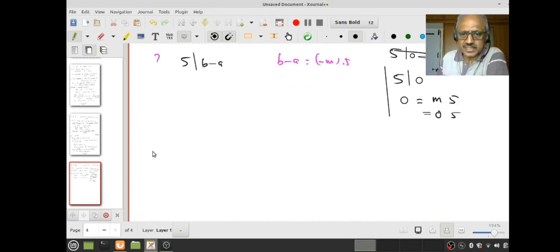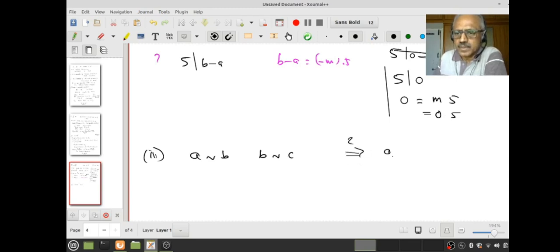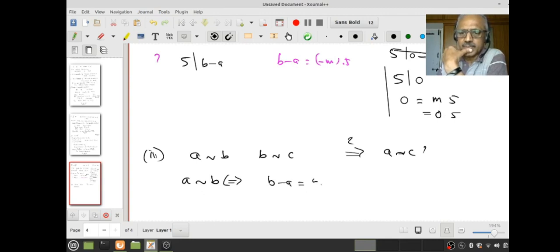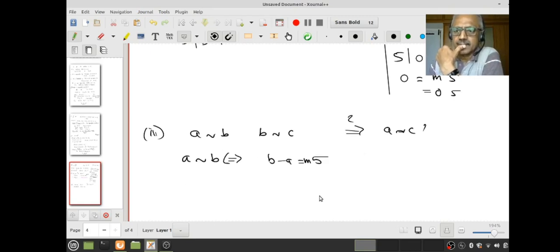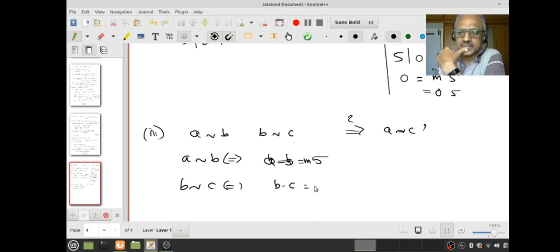Now transitivity. Transitivity is equally the same way. Suppose a is related to b and b is related to c. I want to know whether a is related to c. If a is related to b, what does it mean? a minus b is a multiple of 5, m times 5 or whatever it is. Now let us look at b related to c. That means b minus c is some, let us say, n times 5.